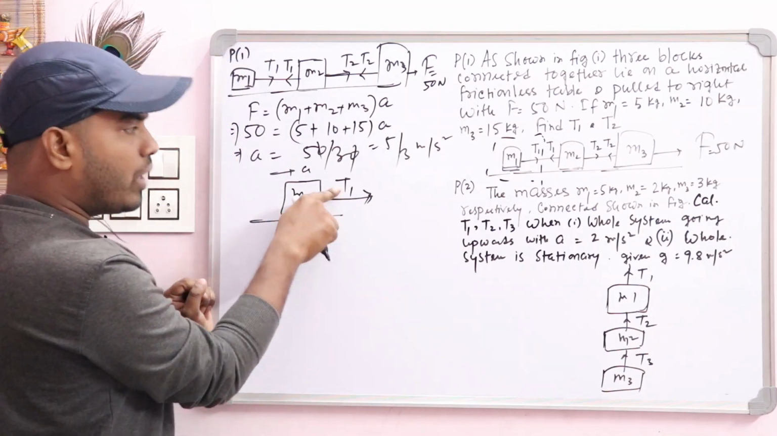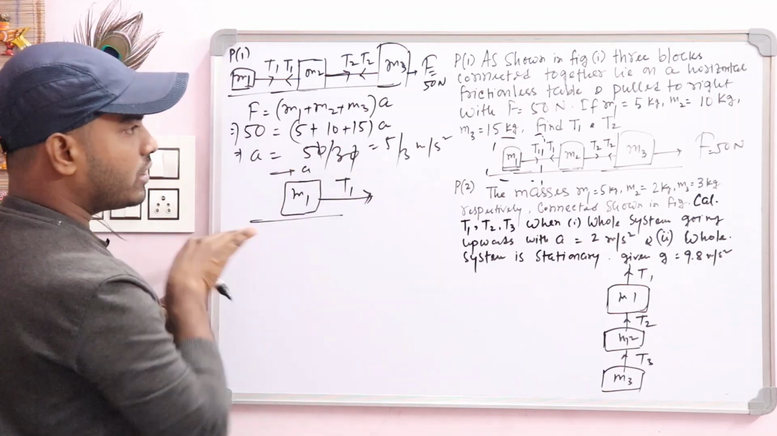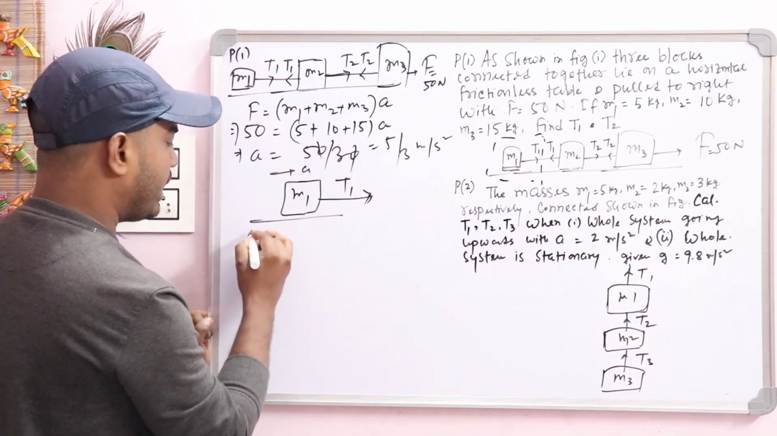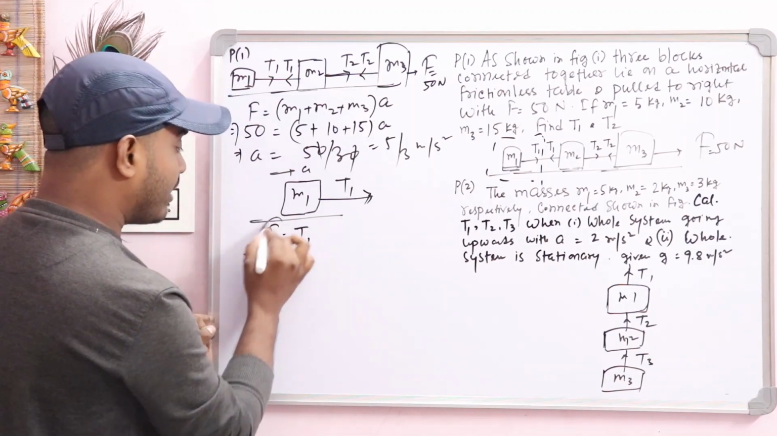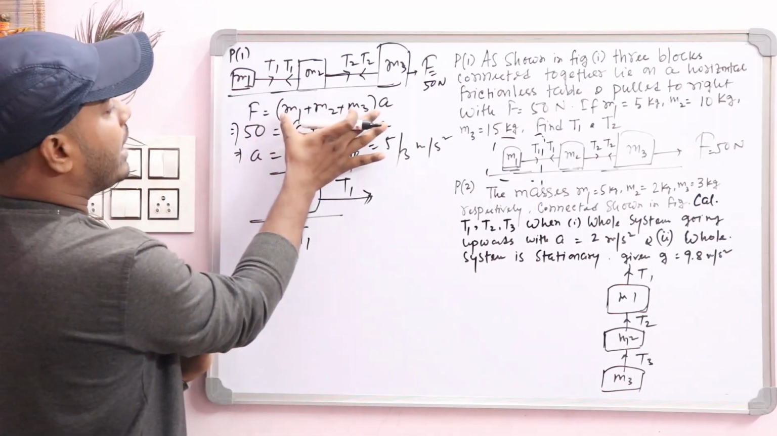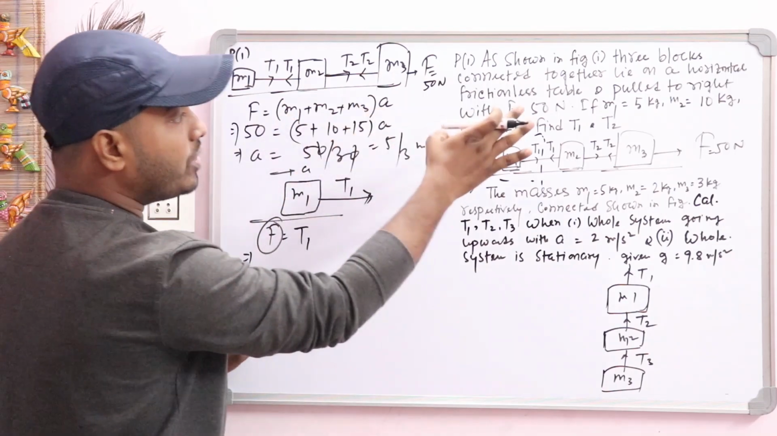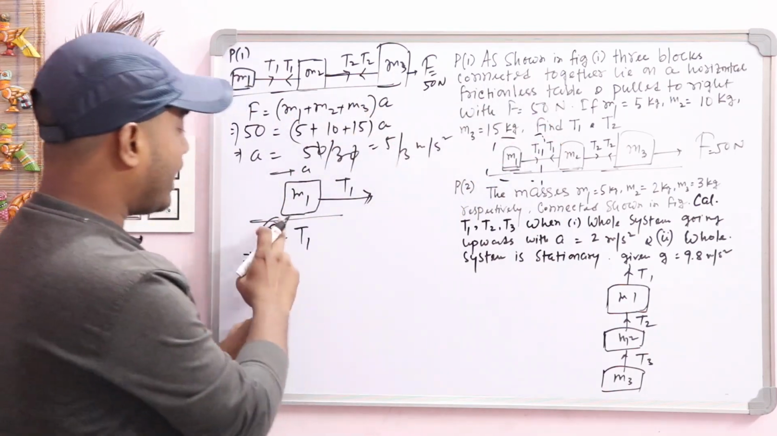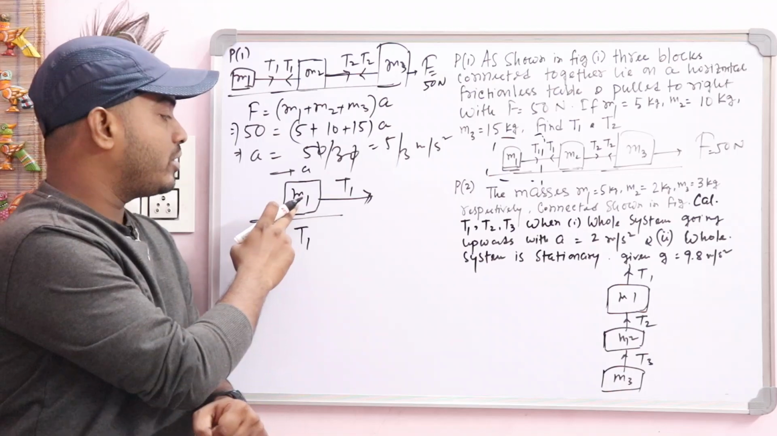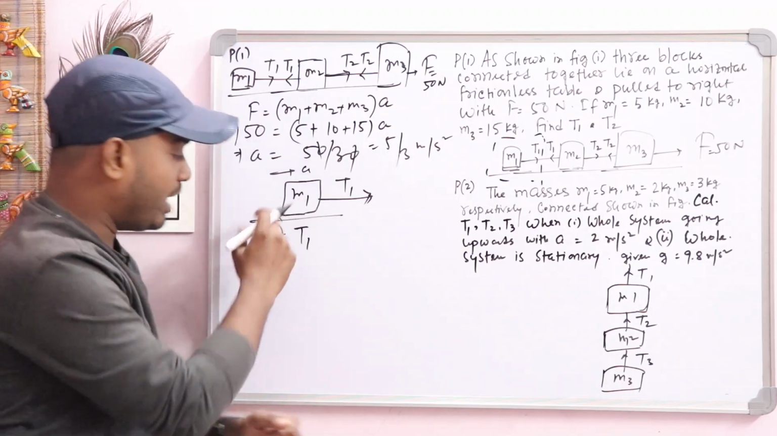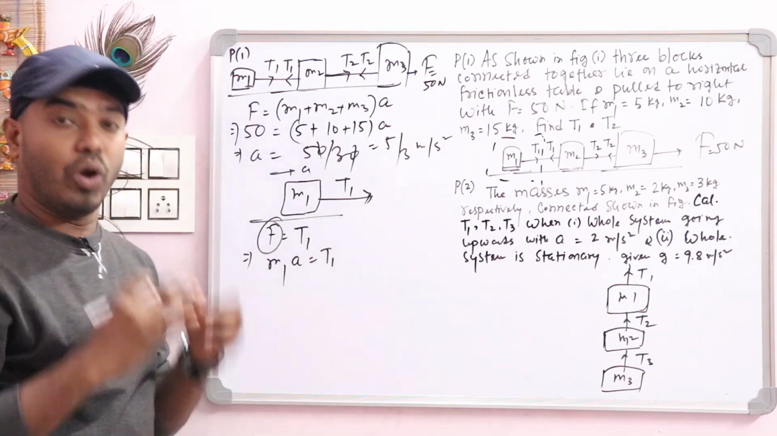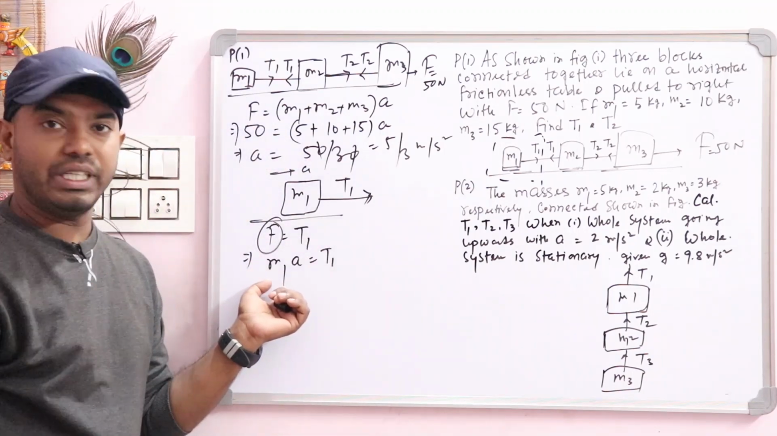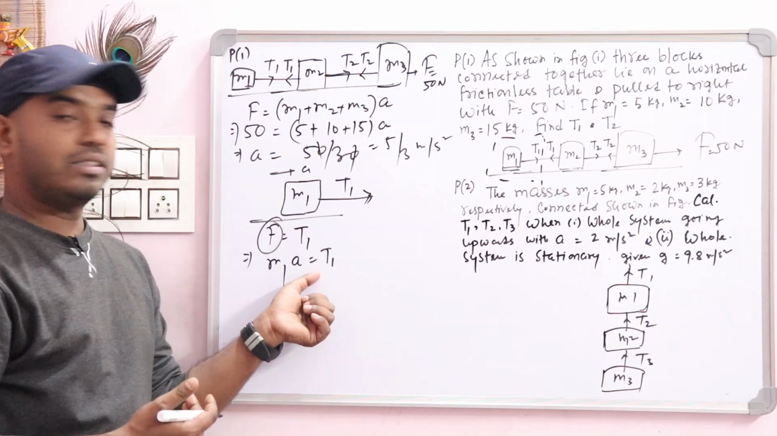With the help of T1 the body is moving in the forward direction, so here the net force F is equal to T1, and this F is not the value of 50 Newton. Here F means the force for body mass m1, so F means m1 into A, that is equal to T1, not m1 plus m2 plus m3.